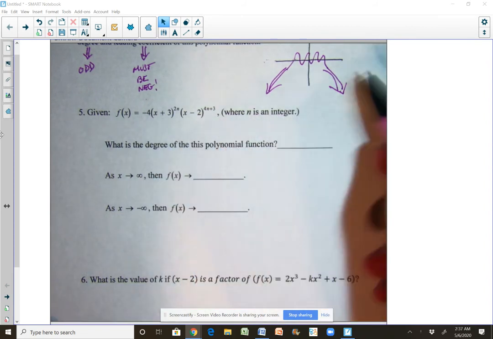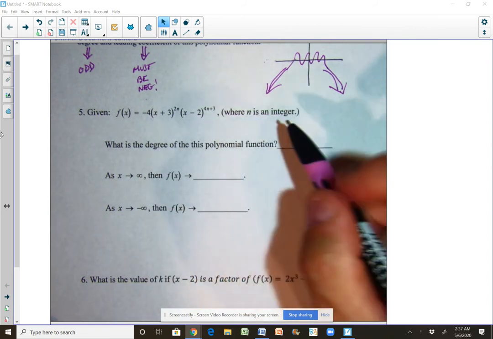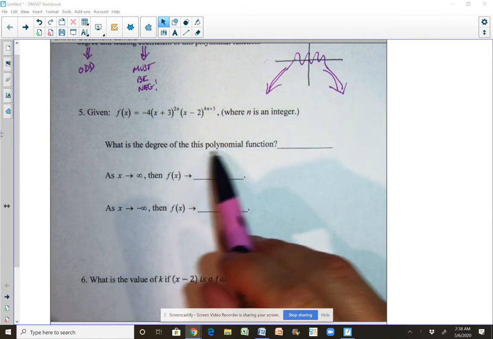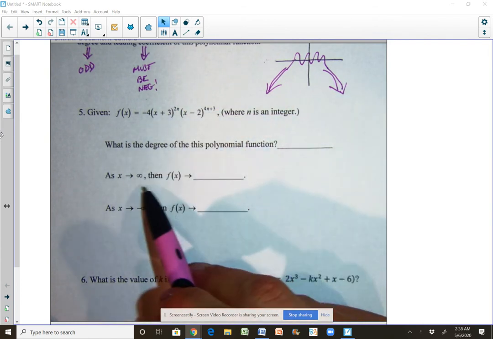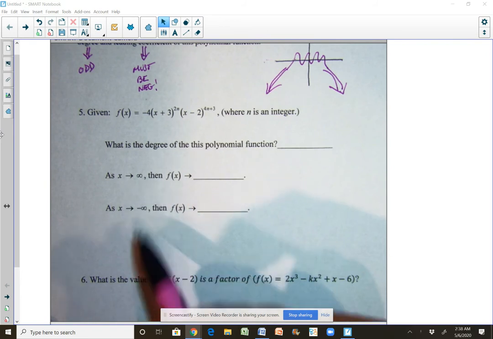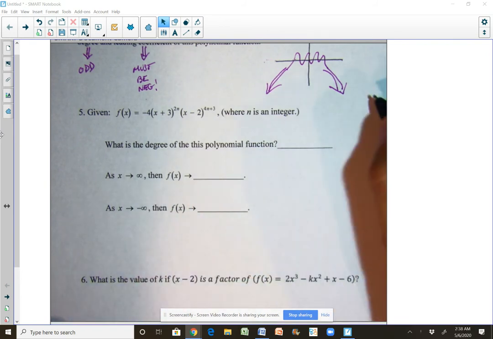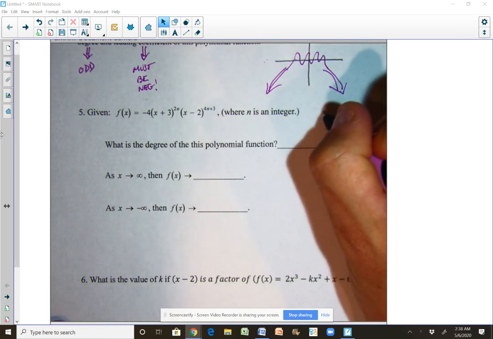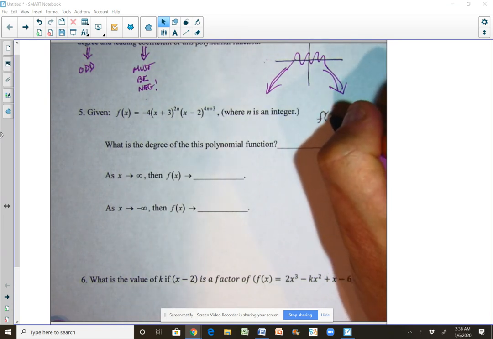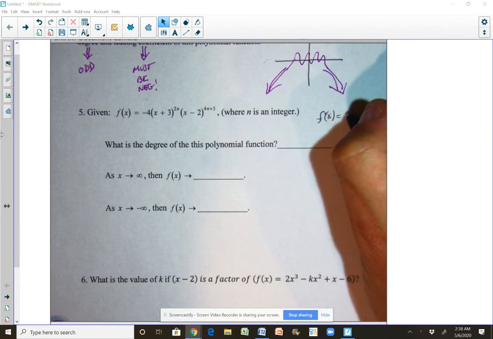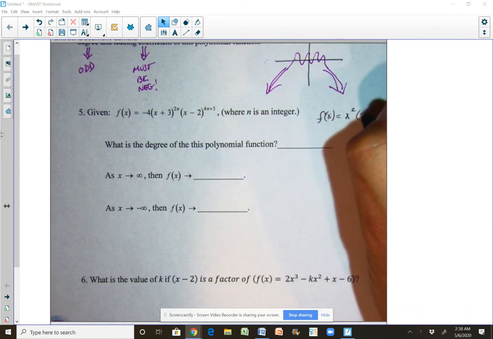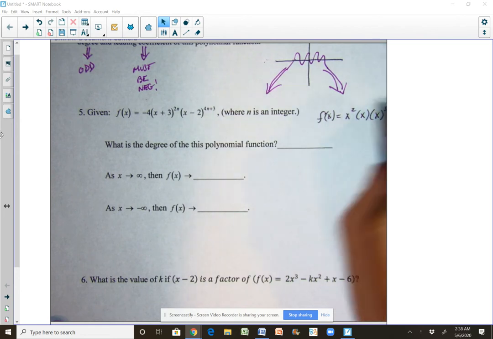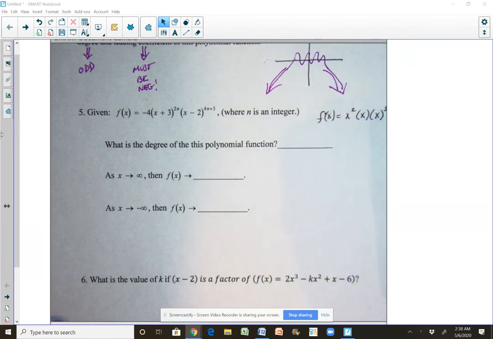To answer this one, being that n is going to be some integer, we've got to figure out what's going on with these exponents so we can determine what the degree is going to be and then ultimately how that impacts what the long run behavior will be like. So for this particular question, I'd call you back to an example, maybe something like this. If you had f of x equal to x squared times x to the fifth, what degree would that be? And how would you know?